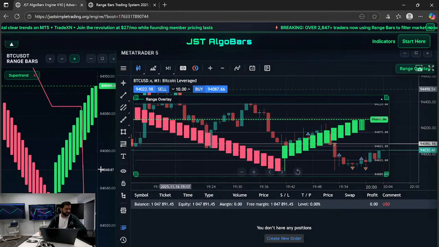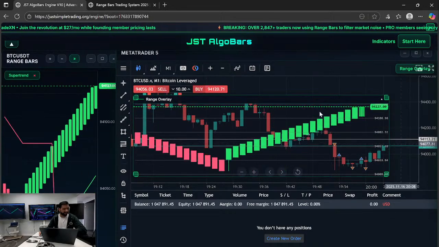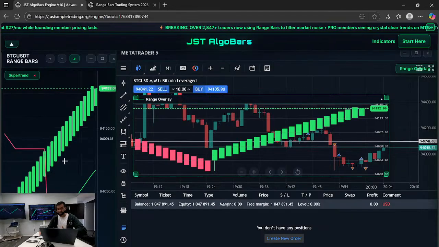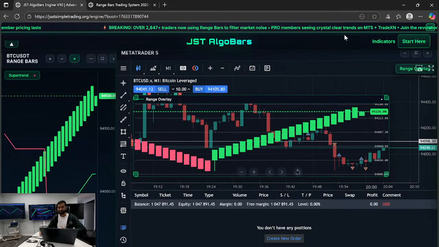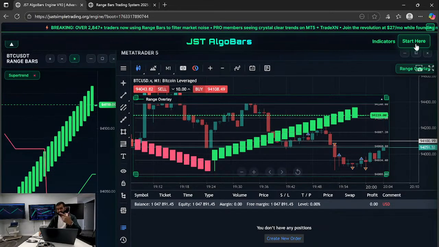Let's see. M4 saying, can we start with 5K? Yeah, you could definitely start with 5K for sure. Nothing wrong with that. That's a good amount to start with. So you can either use TradeXN or Abato, whichever one. All of the links are through the platform here.